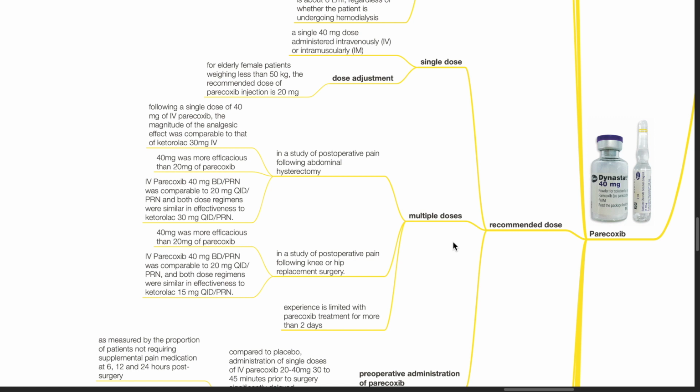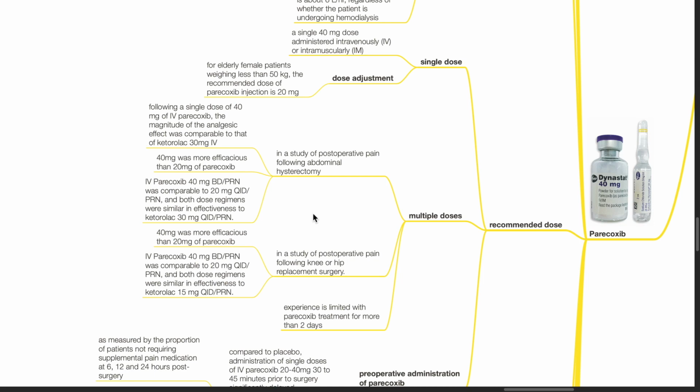the magnitude of the analgesic effect was comparable to that of ketorolac 30 mg IV. 40 mg was more efficacious than 20 mg of Percocet. IV Percocet 40 mg BD or PRN was comparable to 20 mg QID or PRN, and both dose regimens were similar in effectiveness to ketorolac 30 mg QID or PRN.